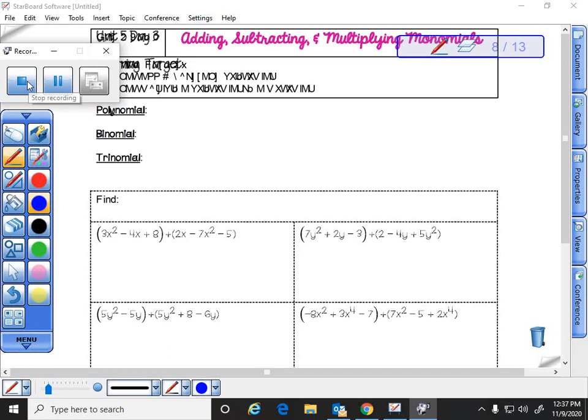All right, Unit 5, Day 3, we're going to be adding, subtracting, and multiplying monomials. That is your learning target. I can add, subtract, and multiply monomials, even though it's not coming out perfectly for me.